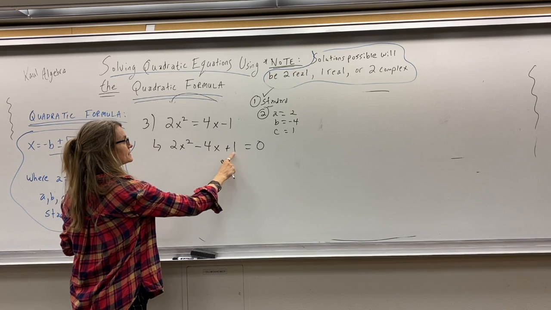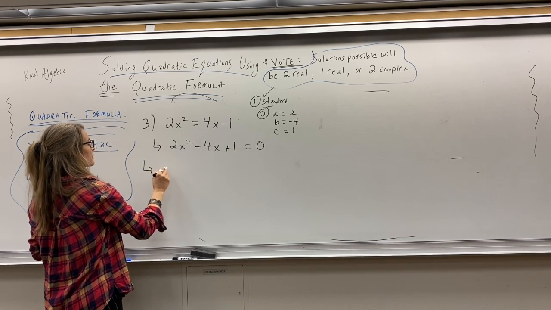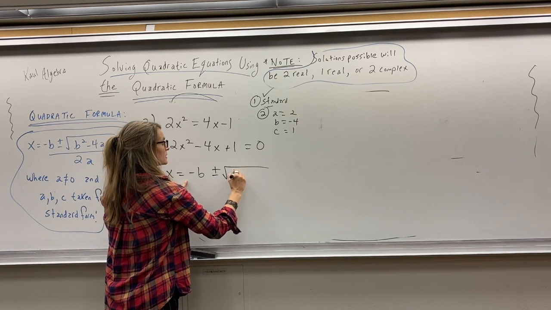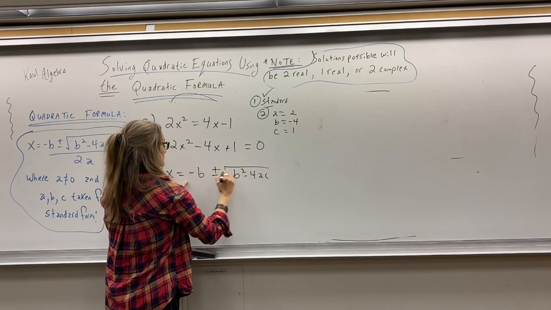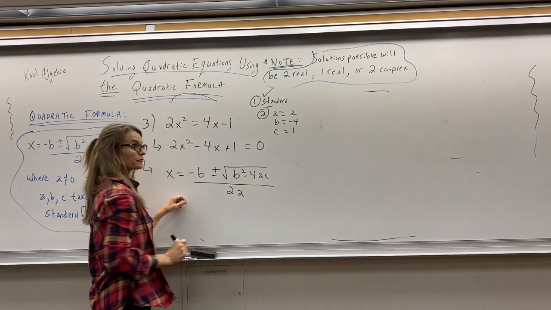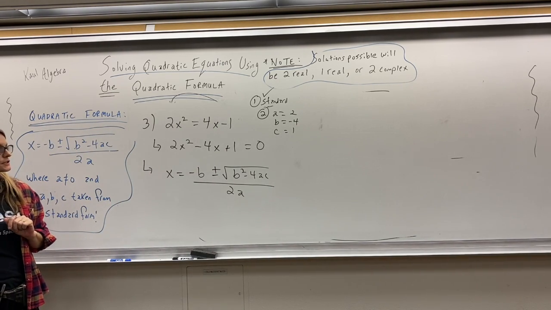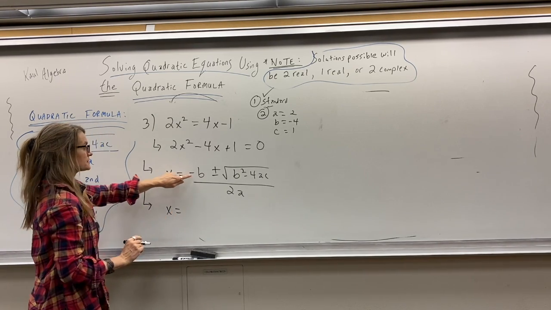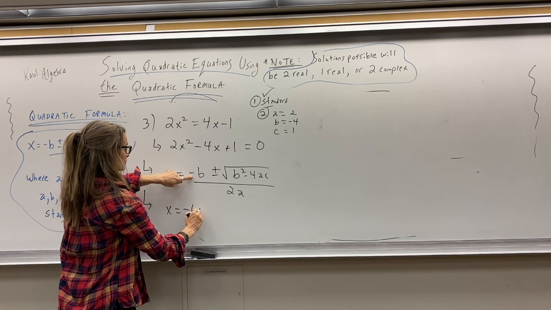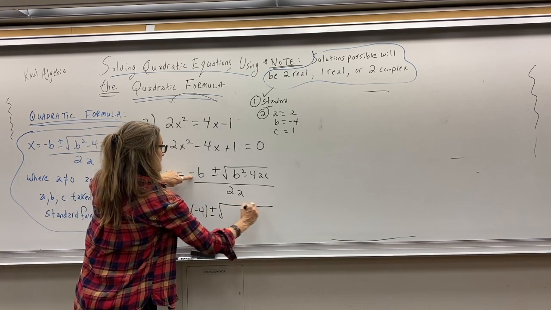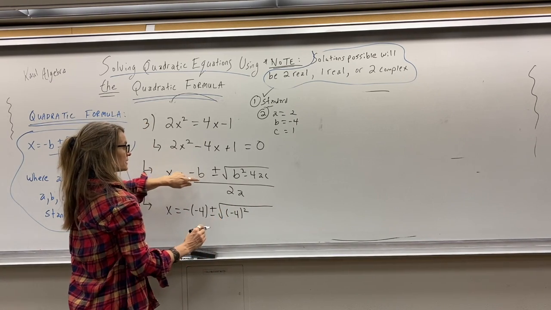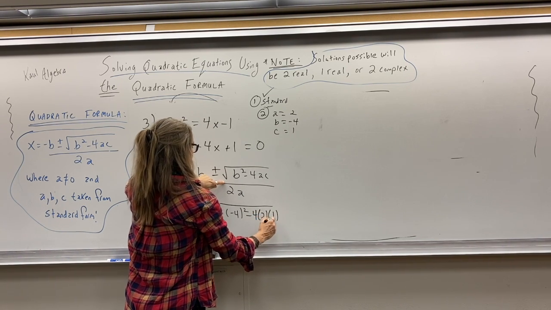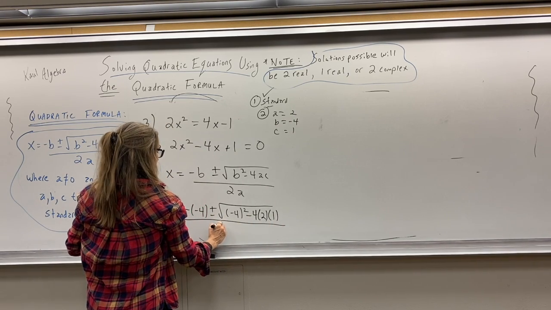So A, B, C, and now I want to put those values into x equals negative b plus or minus the square root of b squared minus 4ac all over 2a. I'm first just writing down my formula so I can do my substitutions correctly. So the next step is, in parentheses, I put in negative 4 for b plus or minus the square root of negative 4 squared for b squared minus 4 times 2 times 1, all over 2 times 2.